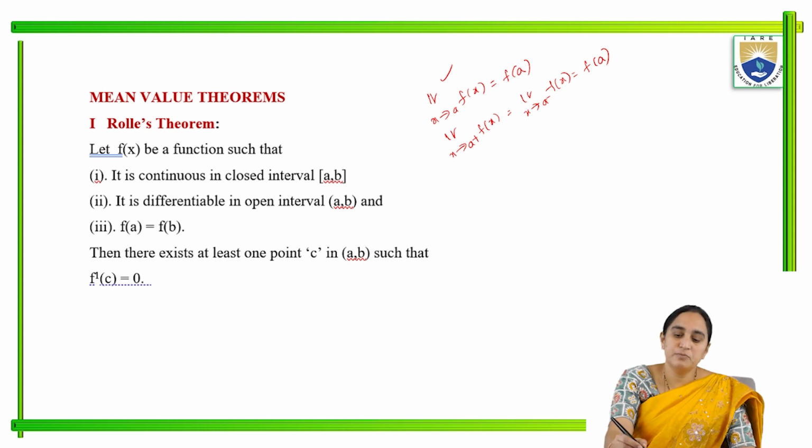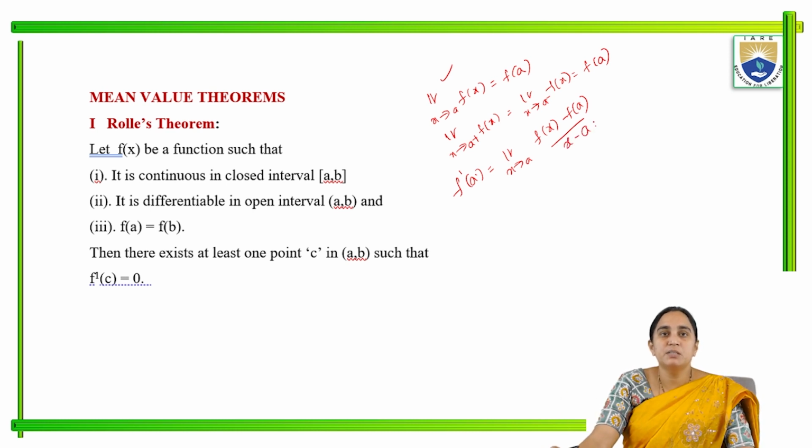What is the definition of differentiation? f dash of a is equal to limit x tends to a, f of x minus f of a by x minus a. This is the basic definition of differentiability; where the condition is satisfied at the particular value a, the given function is differentiable. Therefore, the condition for Rolle's theorem is that it is differentiable in the open interval a comma b.